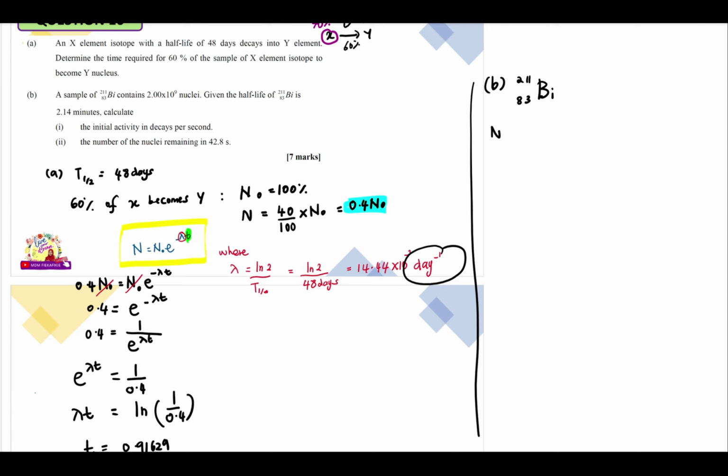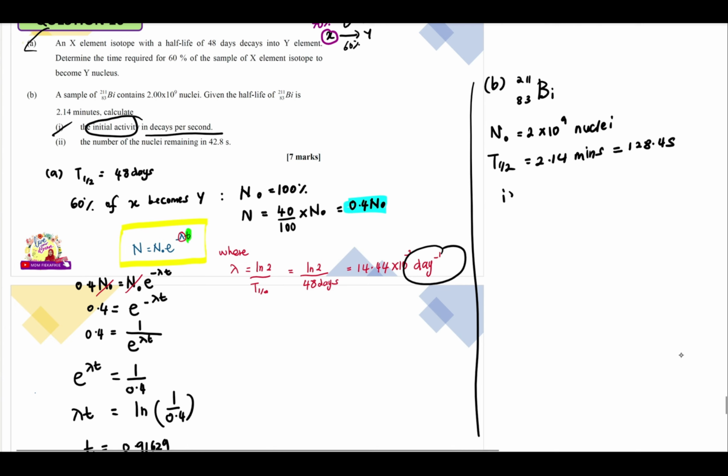So given that, that one is the nuclei number. So kita masukkanlah, dia dah bagi kat situ. And given the half-life is in minutes, so the half-life T half 2.14 minutes. Kalau nak tukar kepada second boleh, tukarkan kepada seconds. So question A, B1, the initial activity in decays per second. So kita nak kira initial activity.